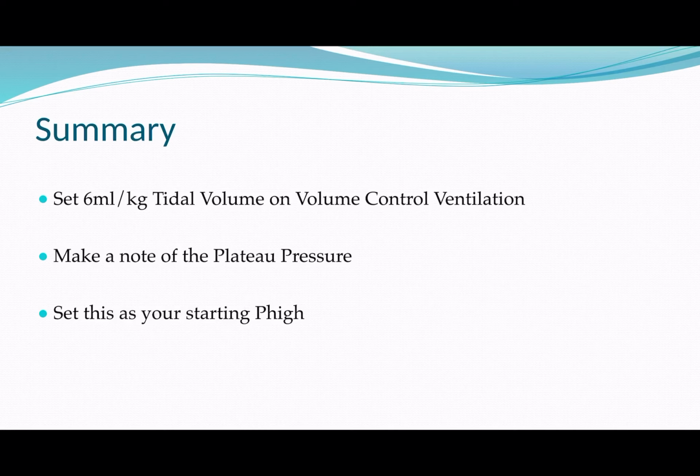So that's PHigh. In a nutshell, what you want to do is look at the plateau pressure on volume control as set for a 6 ml per kilo tidal volume and set that as your PHigh. And then you work your way up and down depending upon the patient's hemodynamic stability and also their oxygenation as the situation improves. Thank you very much.